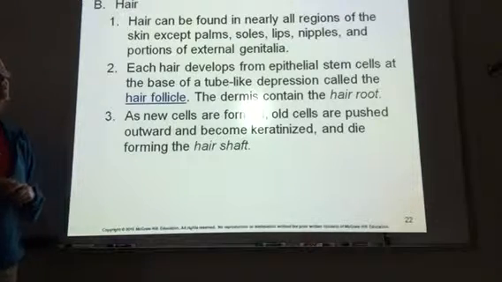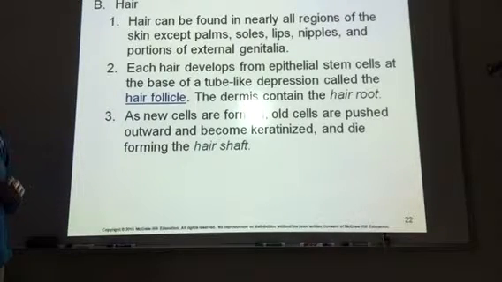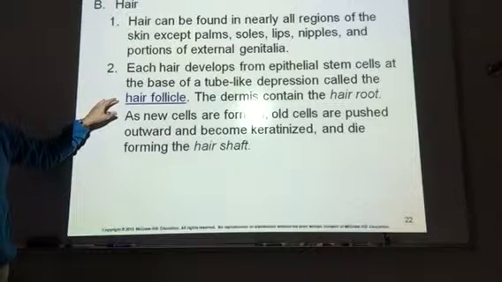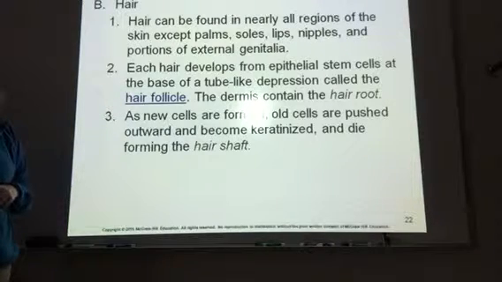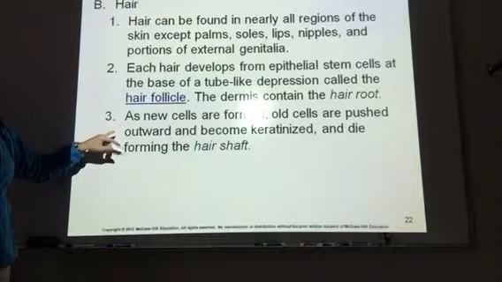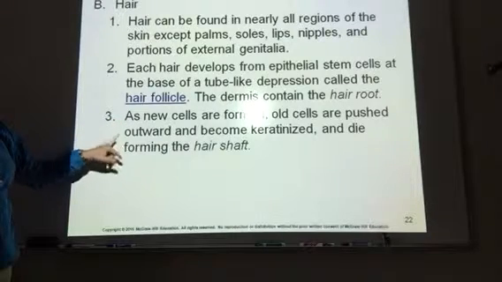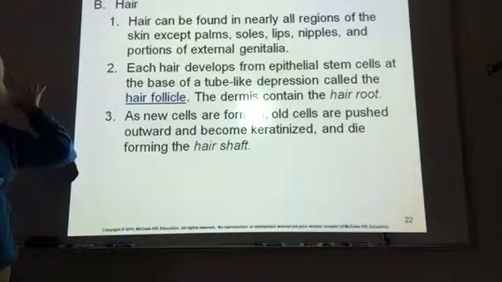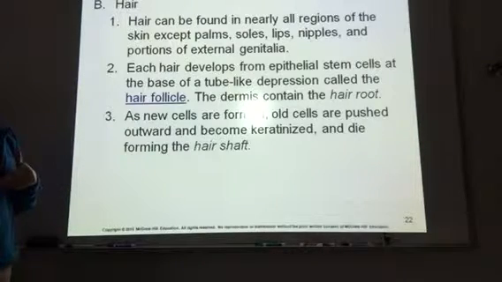Every hair develops from stem cells at the base of a depression called the hair follicle. And here again, we'll look at a diagram, and I expect you to know these different parts of your hair structures. The dermal part of a hair is called the hair root, and we'll look at that. Here again, same story. New cells are formed, old ones are pushed up, become keratinized, they die, and form the hair shaft that comes out of the skin.